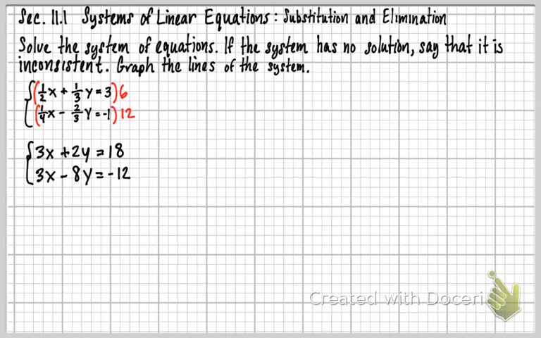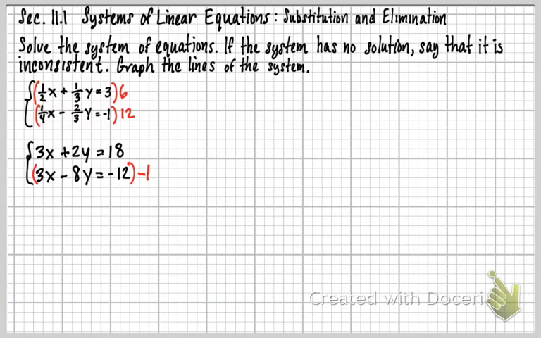Okay, now we're going to do the elimination method. So what that means is we have to make either our x's or our y's opposite in the two equations. So for instance, if I had a 3x, the opposite of 3x would be -3x. So I'm going to get rid of the x's here. So that's why they call it the elimination method. So I'm going to multiply the bottom one by a -1, because then my x's will be opposites.